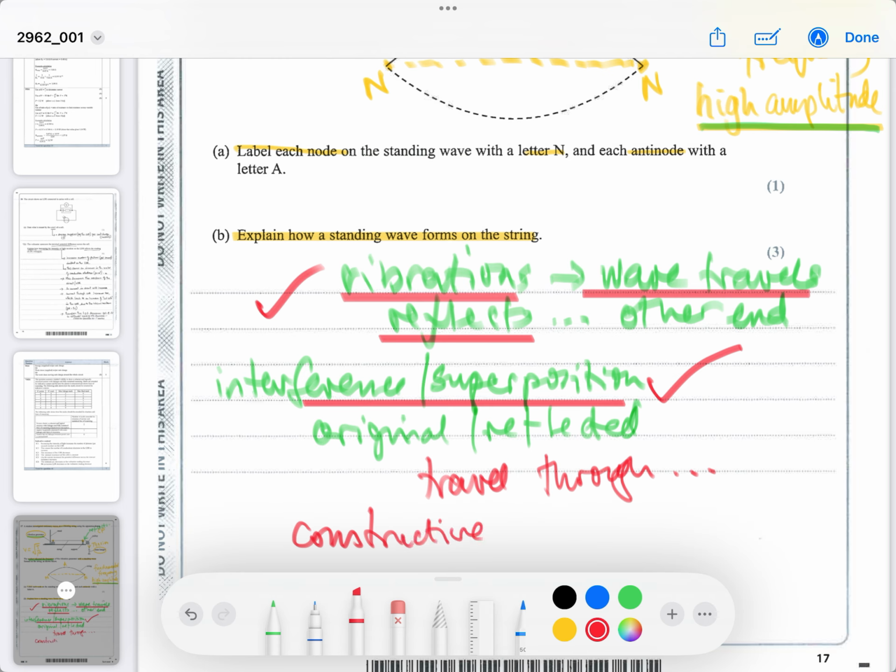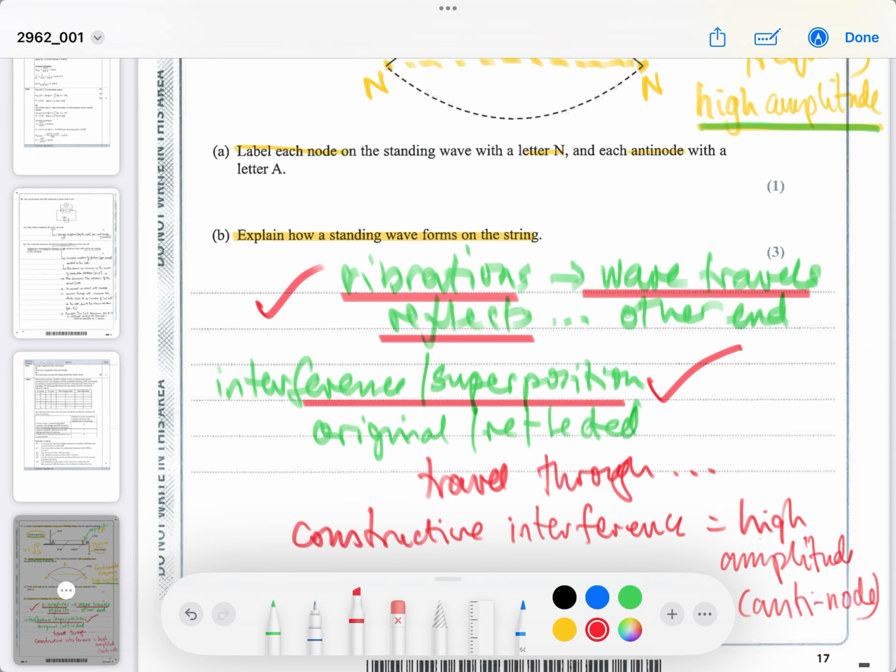I would put that anyway, because the next examiner may be a little bit more fussy. Constructive interference equals high amplitude. So that will be the antinode. So I think they should have made this a little bit more detailed.